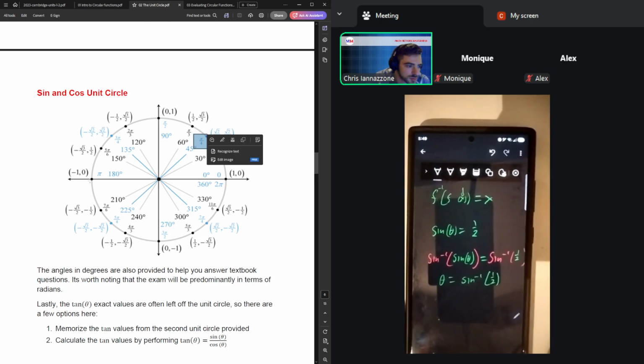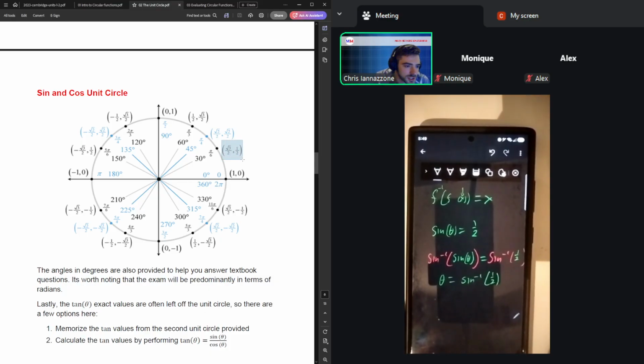The pi over 4 is splitting it into 4 sections. That's why you'll see a pi over 4, 2 pi over 4, 3 pi over 4, 4 pi over 4. Pi over 6, same story, 6 sections. So that's how you continue to count around the rest of the unit circle until you hit your 2 pi.